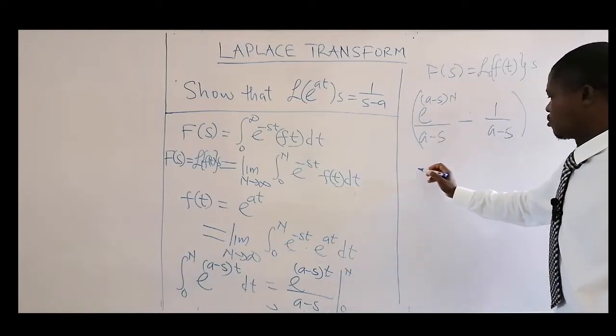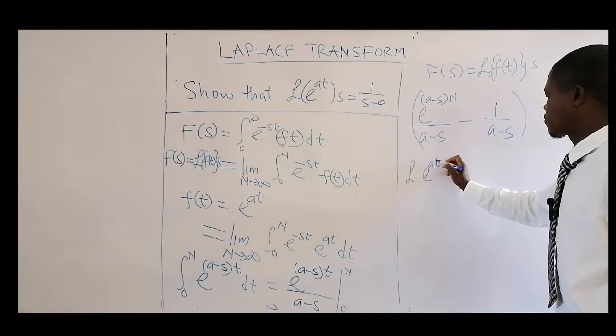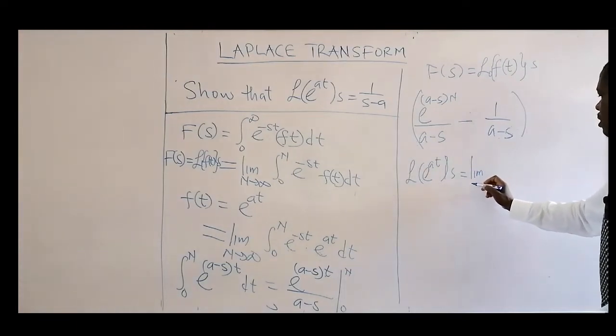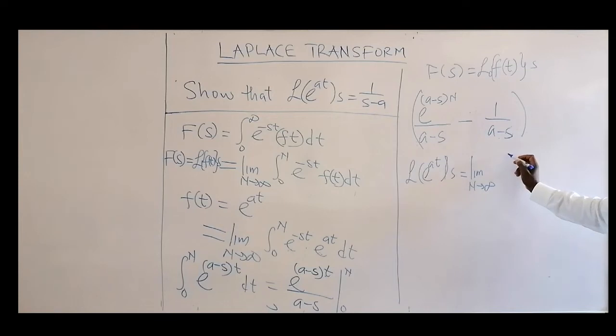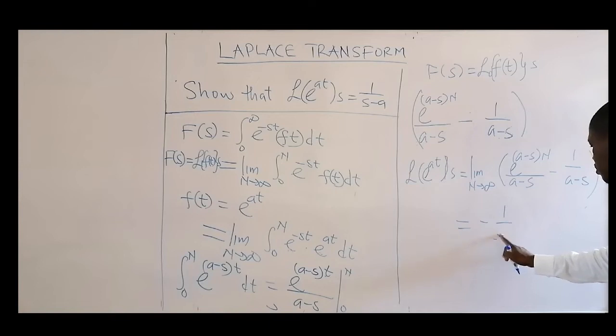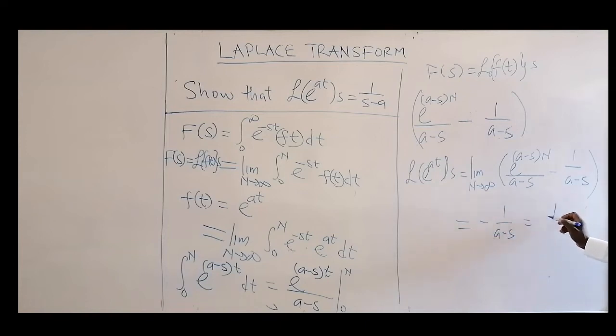Okay, so let's now put the limit there. So the Laplace of e to the power at will be equal to the limit as n tends to infinity of these brackets, and this will give you just minus 1 over a minus x. And this minus could be up, could be down. If it's down, that will be equal to 1 over x minus a, where x is greater than a. And that one is shown, and that one is done.